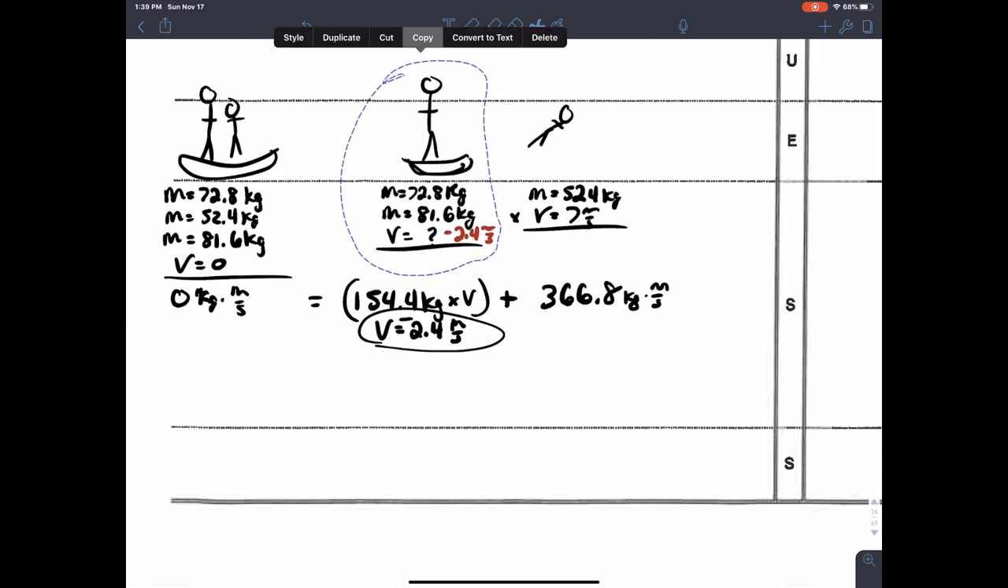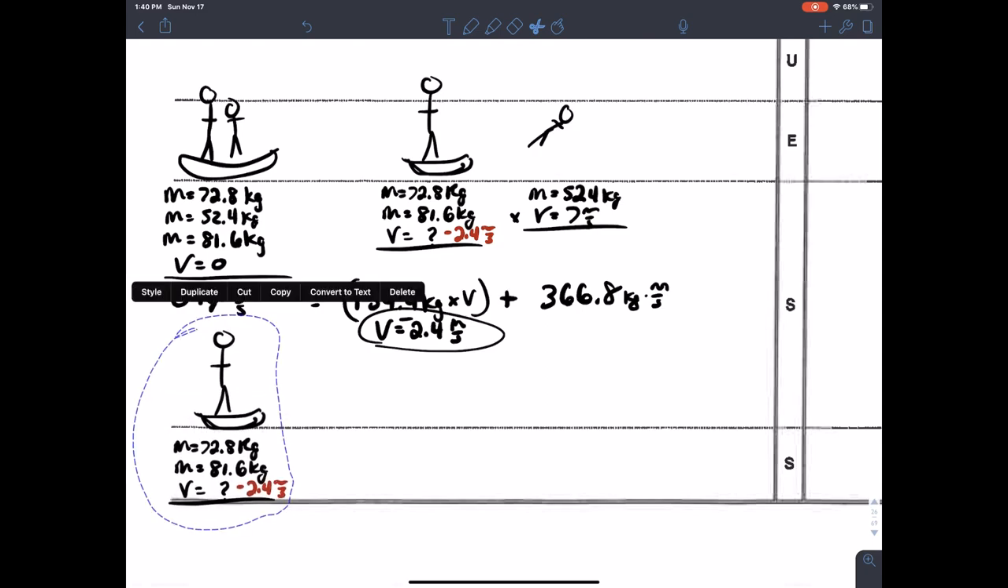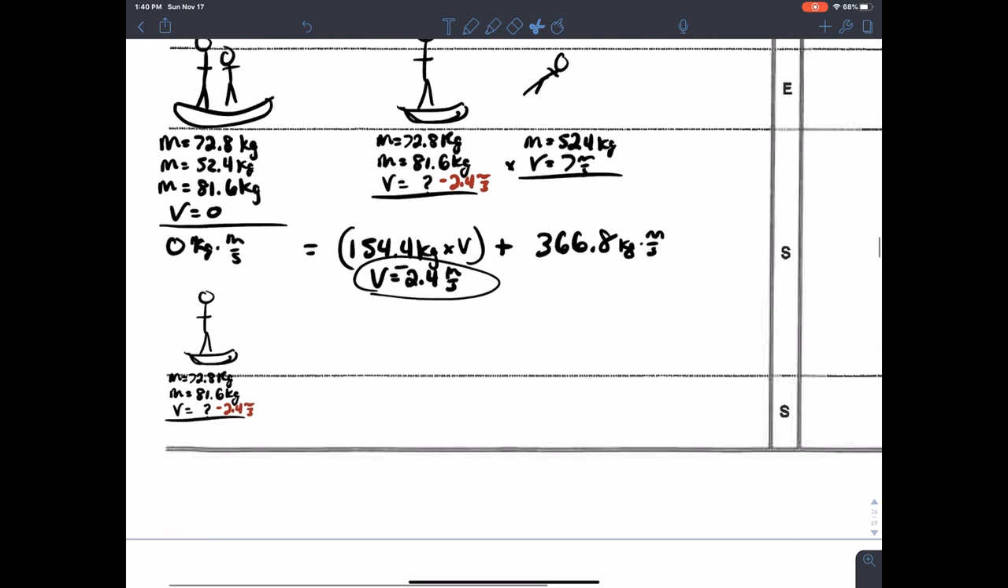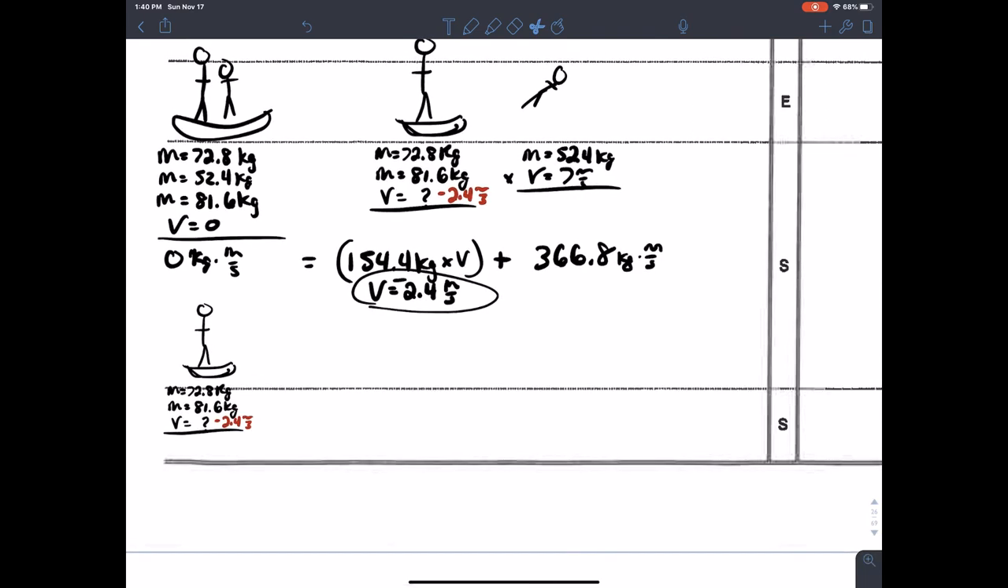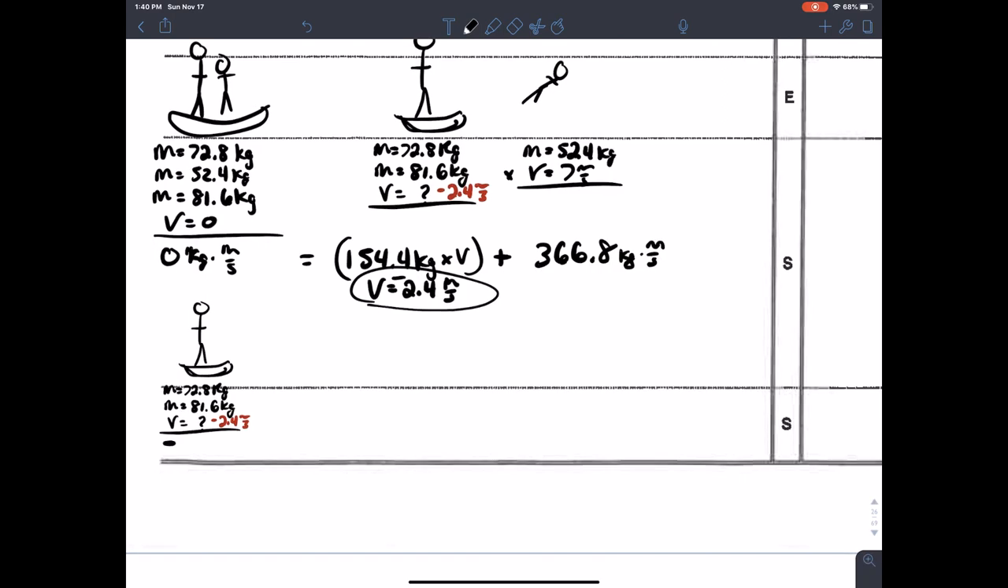See, this right here is how fast that guy is moving, right? So that's what our momentum is now, beforehand, before the big guy jumps out of the boat. All right? So if the big guy jumps out of the boat, what is his momentum at the beginning? We have 72.8 plus 81.6. That's 154.4 kilograms, and they are moving at 2.4 meters per second. So the momentum beforehand is going to be negative 370.56 kilogram meters per second. Remember, he's moving to the left.